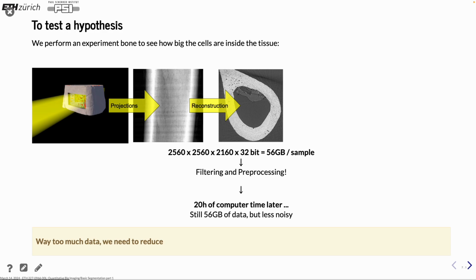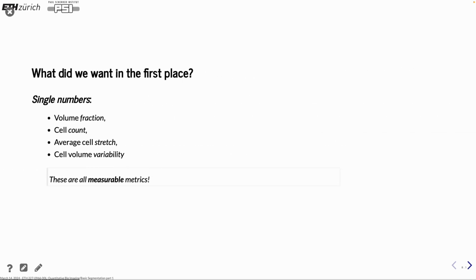So we need to reduce it. One way to reduce it is to identify regions, and with that we reduce the bit depth. For example, if we want single numbers like volume fraction, cell count, average cell stretch, cell volume variability, we can reduce the data quite a lot. And this is what today's lecture is about.